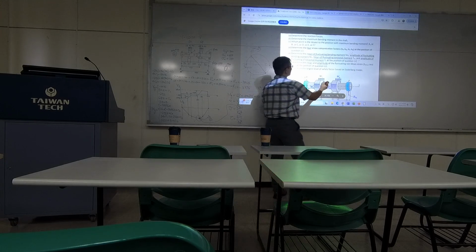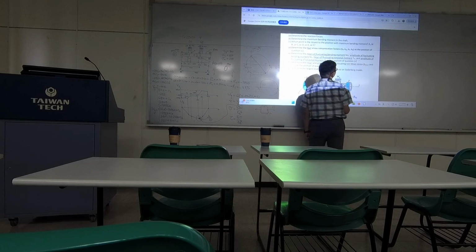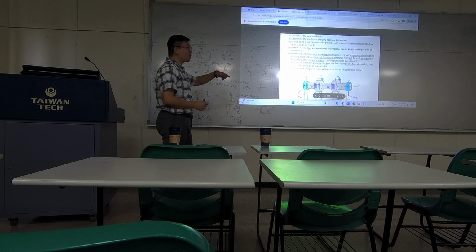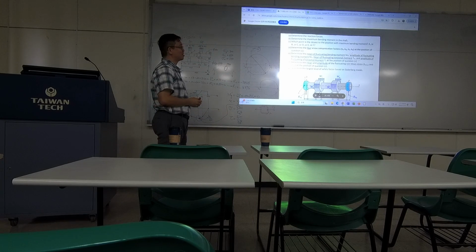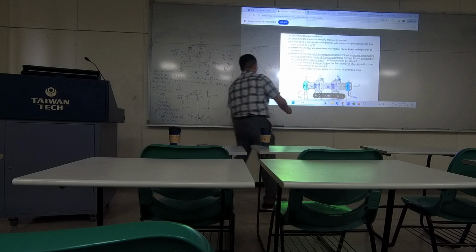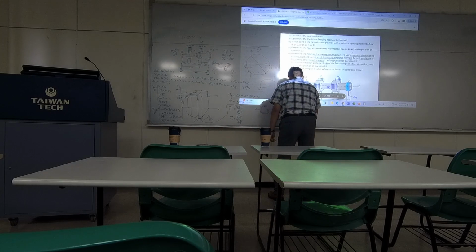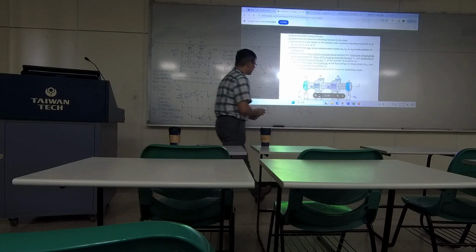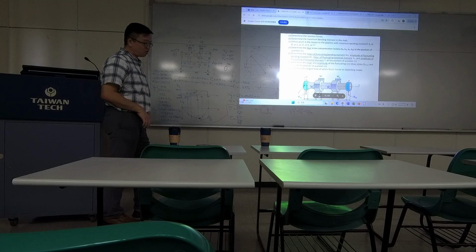However, we are studying the fluctuation of von Mises stress. Von Mises stress fluctuates because the shaft is rotating. So how do you study the fluctuation of the von Mises stress? Von Mises stress is right here: S1 squared plus S2 squared minus S1 S2. Does it fluctuate?